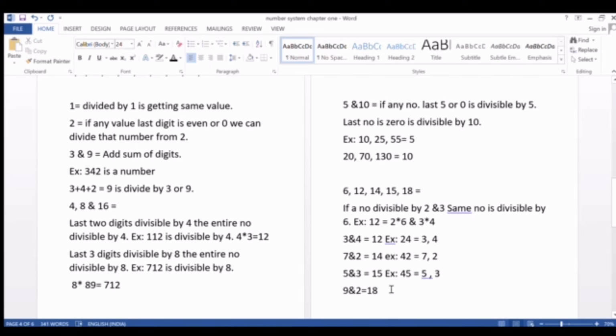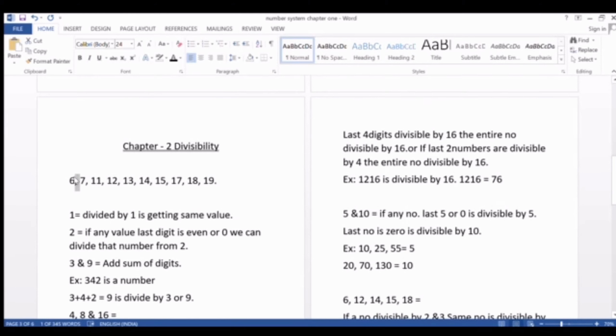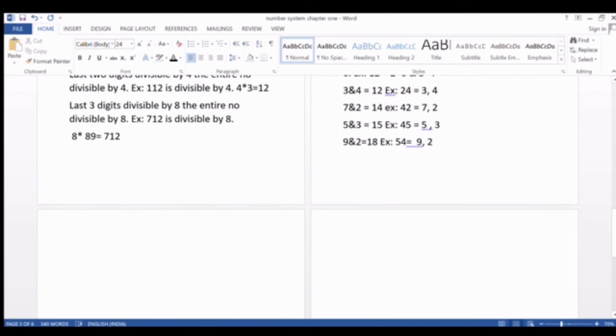And the 14 divisibility rule is: if a number is divisible by 7 and 2, the same number is divisible by 14 also. For example, 42. And next is the 15 divisibility rule. 15 is divisible by 5 and 3. Hope you understand the 15 divisibility rule also. And next is 18. If a number is divisible by 9 and 2, the same number is divisible by 18 also.